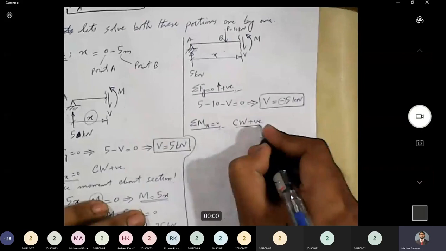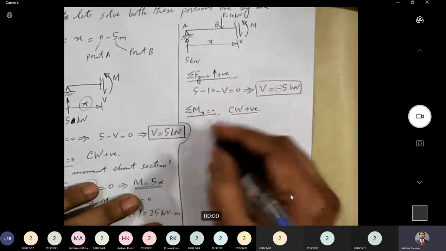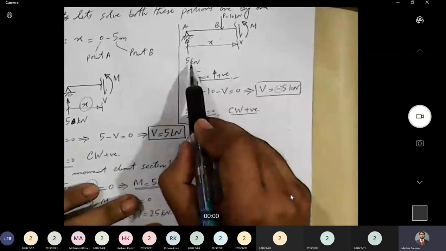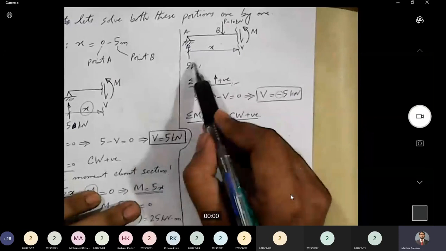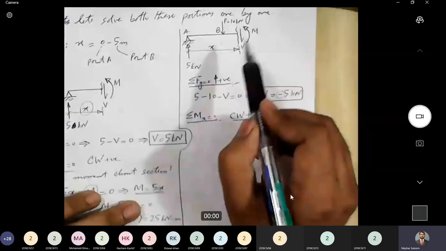How many forces are generating moment about the section? Let's start from here, the 5 kilonewton force. What will be the direction of moment of this 5 kilonewton force about the section? This is the section and this is the force. It will generate moment in which direction? Clockwise. That's right.